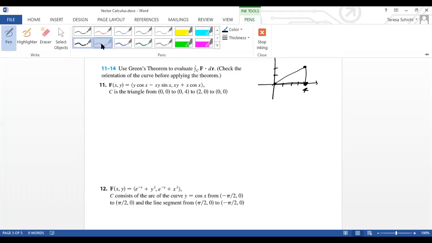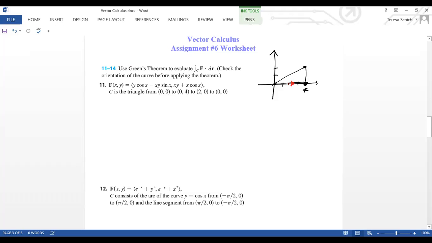Okay, so remember, from 0, 0 to 0, 4, you go this direction, right? Oh, my triangle is not right. I mixed up the x and y's here. Let's try again. 0, 0 to 0, 4 here, and then 0, 4 to 2, 0 here. All right, much better. So this is my triangle here.